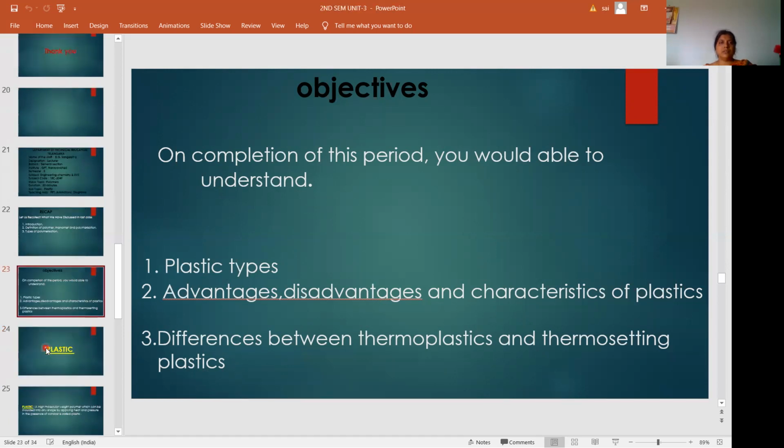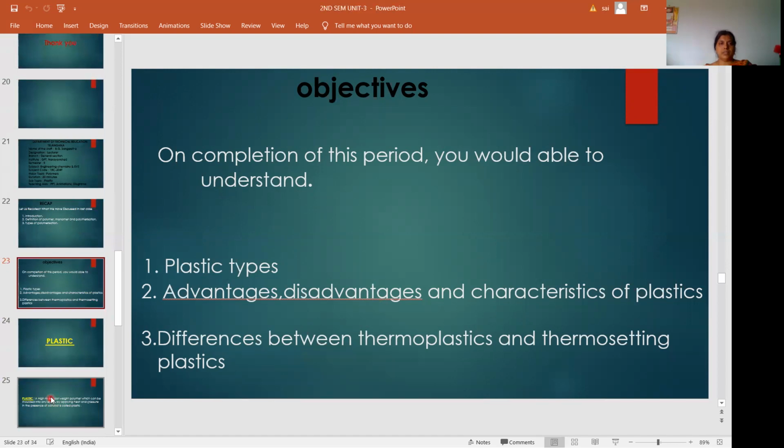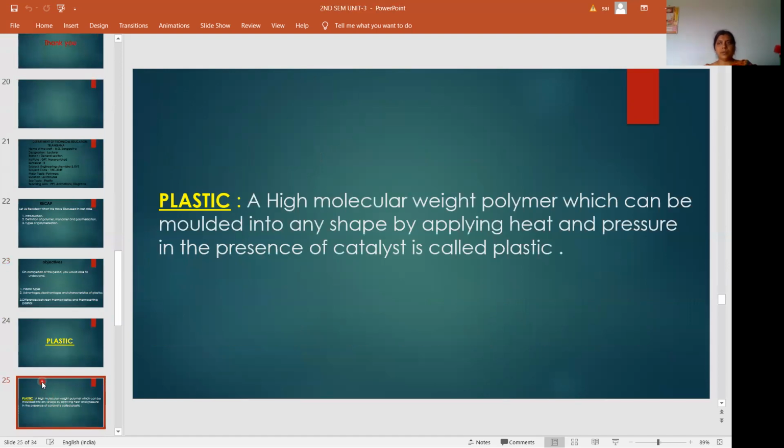First of all, you should know what is meant by plastic. In this polymer unit, we will deal with plastic and rubber. So our first topic today is plastic. Plastic is a polymer. So how will you define it? A high molecular weight polymer.